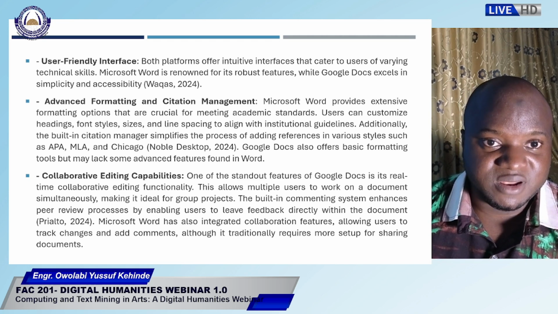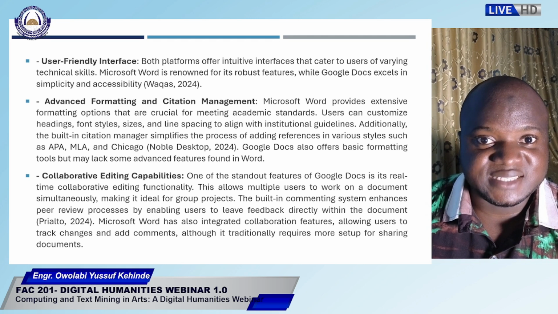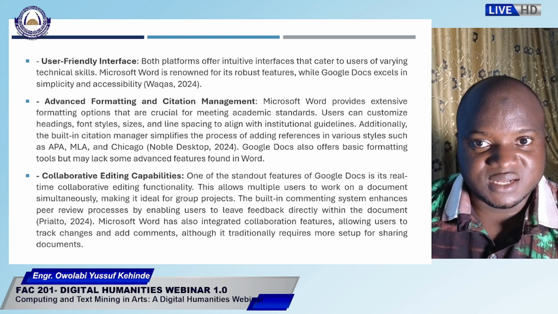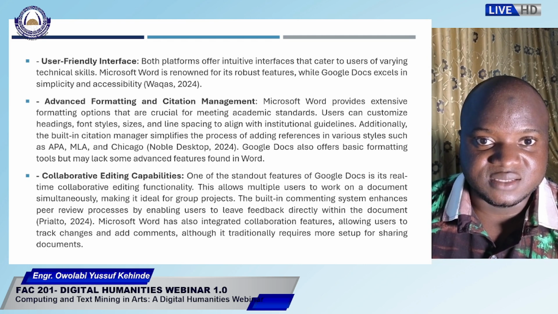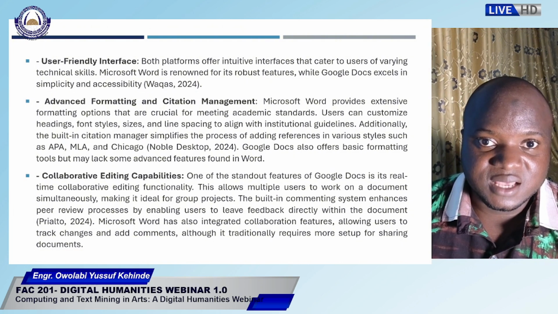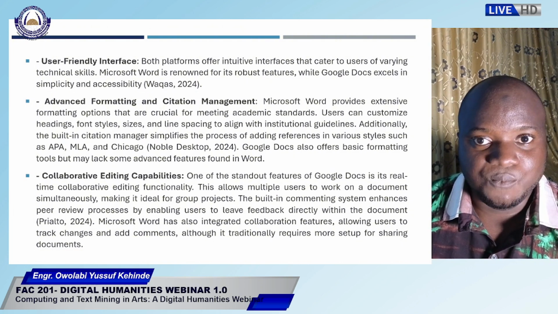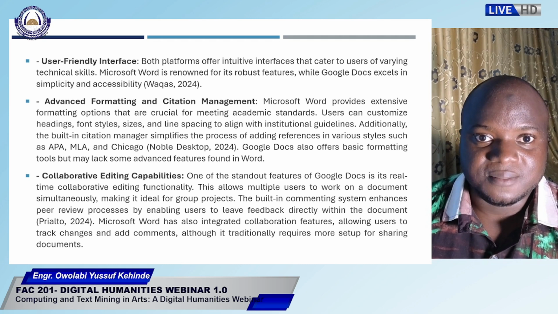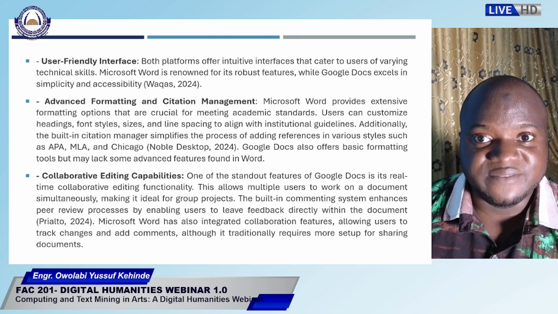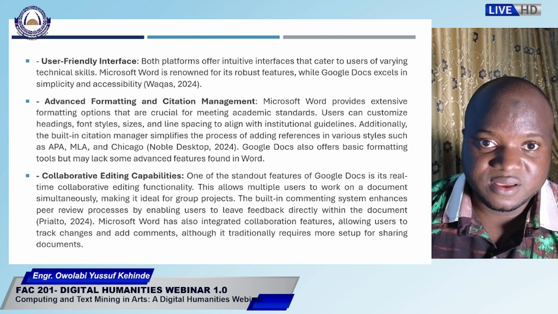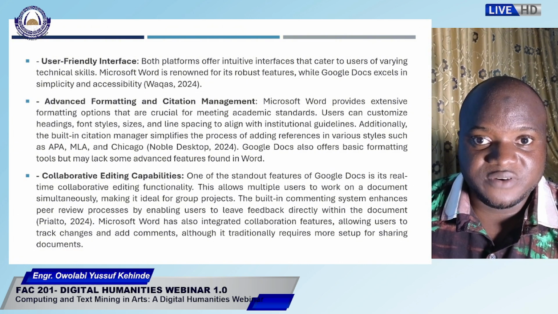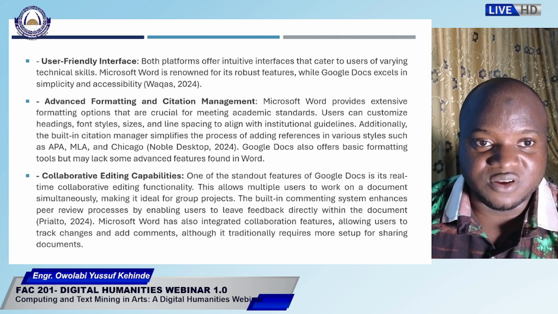Advanced formatting and citation management. Microsoft Word provides extensive formatting options that are crucial for meeting academic standards. Users can customize headings, font sizes, and line spacing to align with institutional guidelines. Additionally, the built-in citation manager simplifies the process of adding references in various styles, such as APA, MLA, and Chicago reference styles. Google Docs also offers basic formatting tools, but may lack some advanced features found in Word.